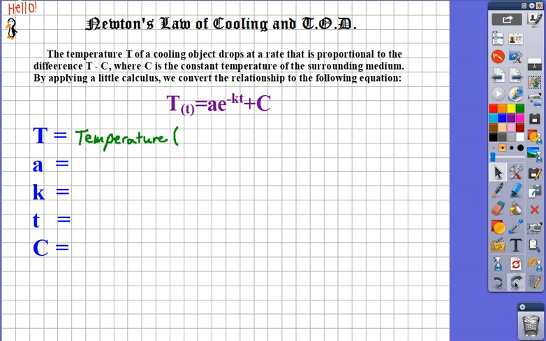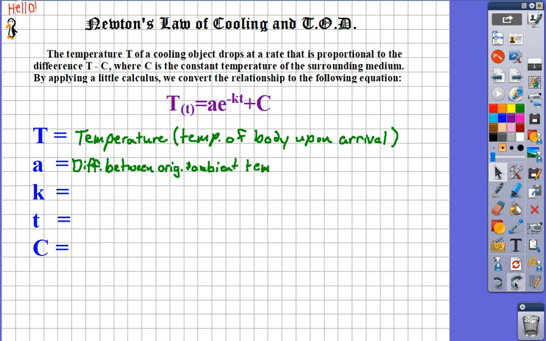the temperature. For us, that's going to be the temperature of the body upon arrival. Little a, that's the difference between the original and the ambient temperature. For us, we assume everybody's at 98.6 originally, and we're going to subtract the room temperature. We're going to show why that's true in a little bit.